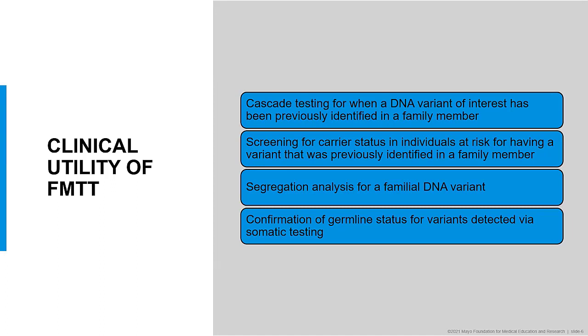Alternatively, FMTT may be used as a follow-up tool to aid in variant classification. This may involve segregation analysis, where affected and unaffected family members are tested to see if the variant segregates with the phenotype, or phase determination to see if the variants are in cis on the same chromosome or in trans on different chromosomes. FMTT may also be used as a follow-up for somatic testing to determine if a variant is germline in origin, as this can have implications on the clinical management for their patient and their family.